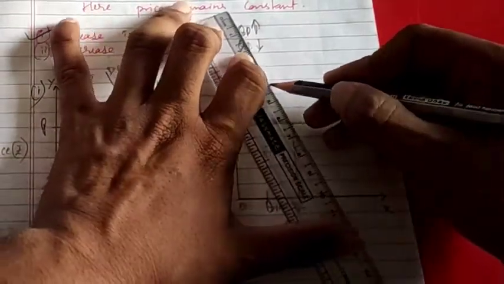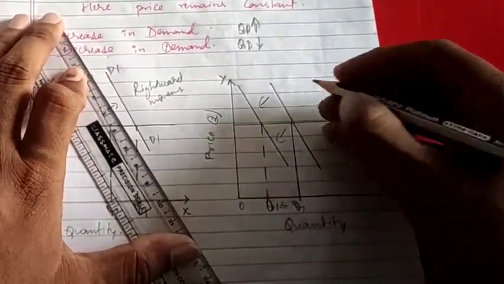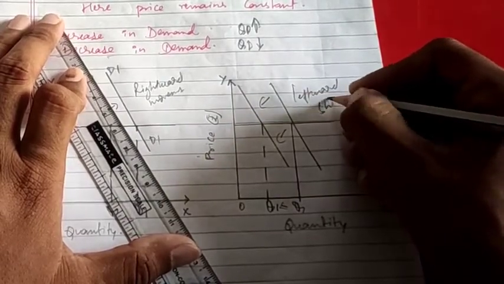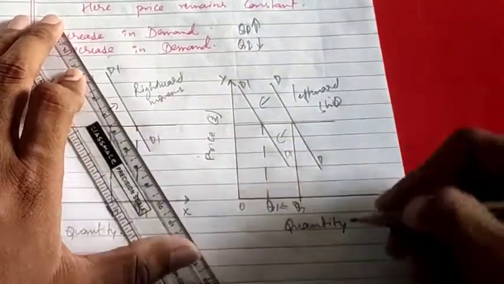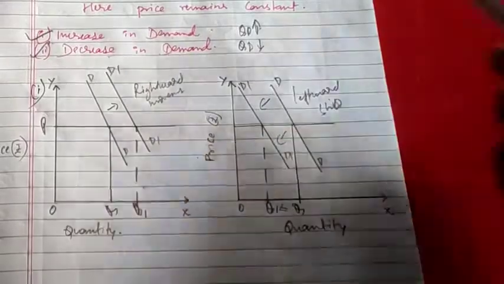So first the demand curve was here. Now the demand curve comes to this side. So what happened? A leftward shift. Clear? First demand was here, now it becomes D dash, D dash. This way we have understood the concept of increase in demand and decrease in demand.